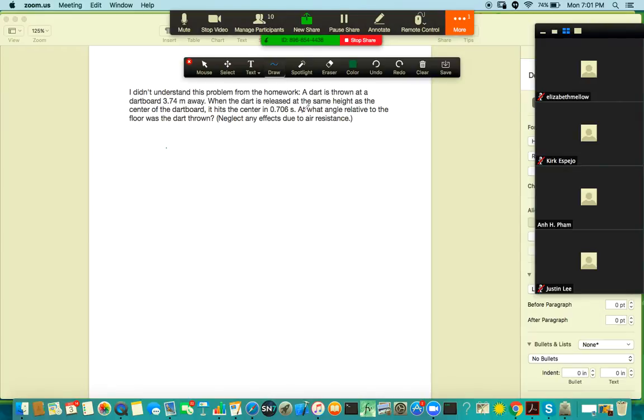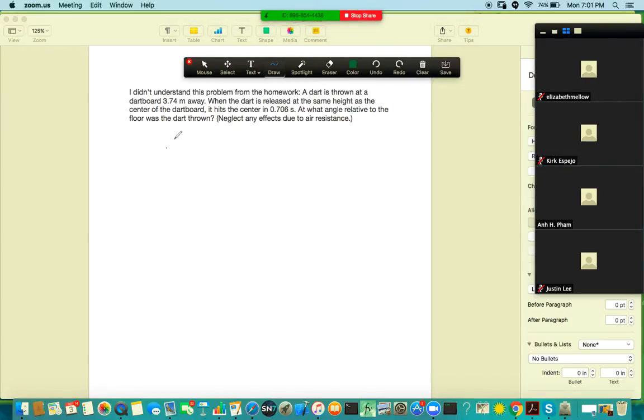Okay, this is the question. A dart is thrown at a dartboard that is 3.74 meters away. When the dart is released at the same height as the center of the dartboard, it hits the center in 0.706 seconds. At what angle relative to the floor was the dart thrown?